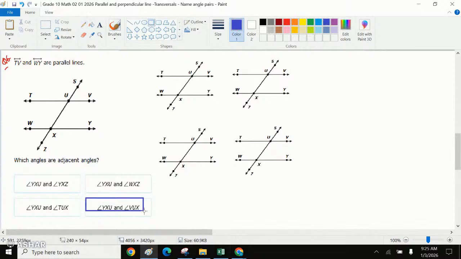Starting with the last option. If it says Y, X, U, where is Y? Y, X, and U. Okay, this angle. V, U, X. V, U, and X. Are these adjacent angles?